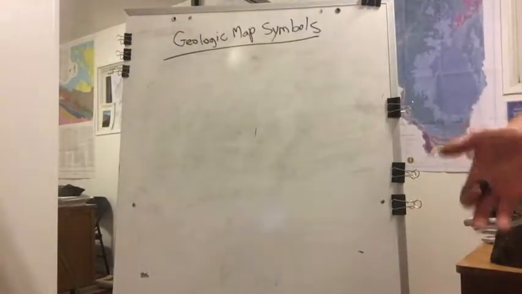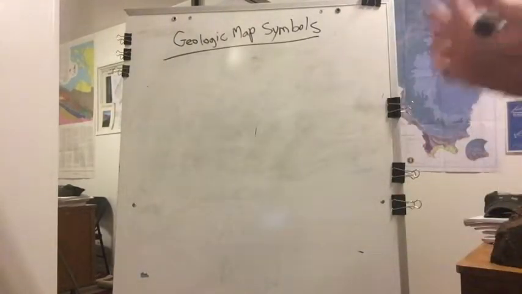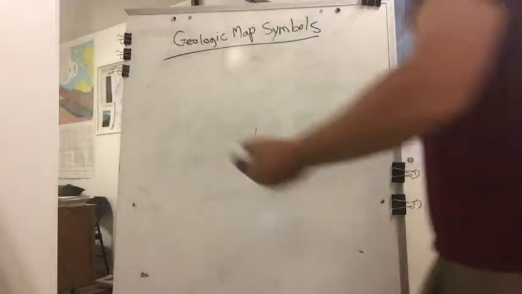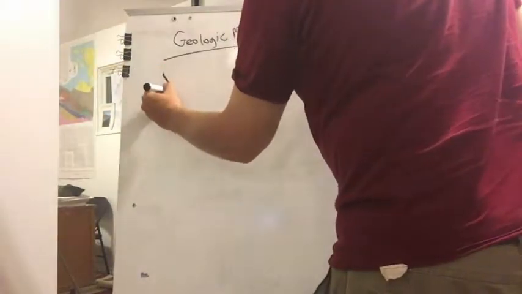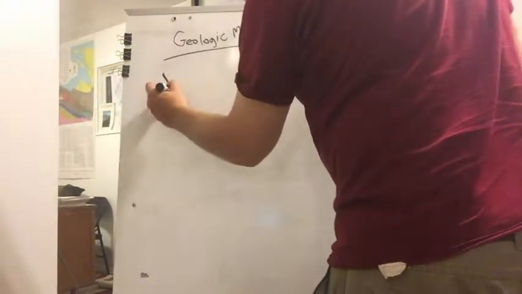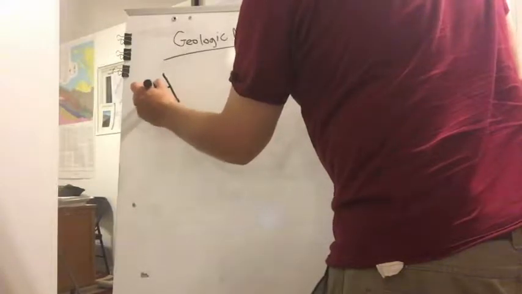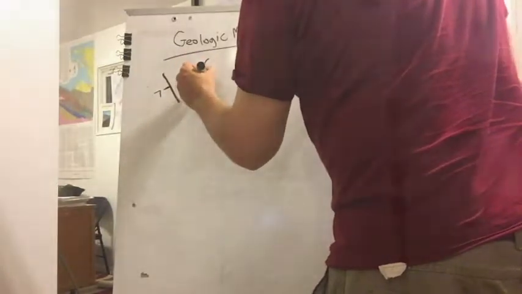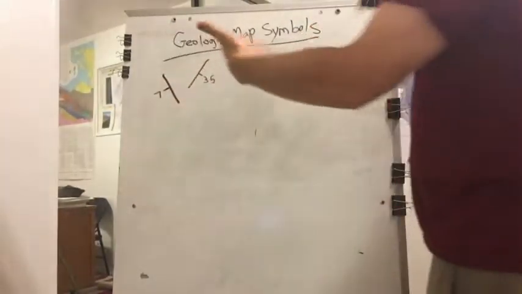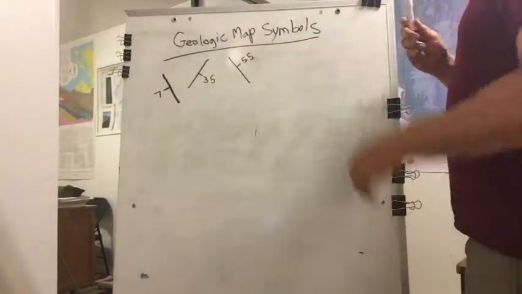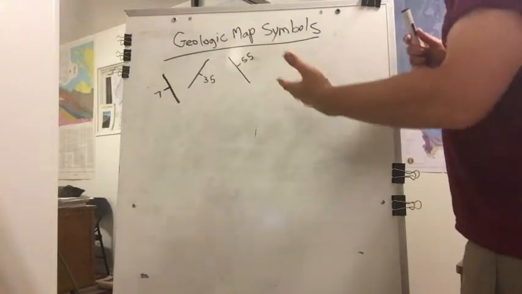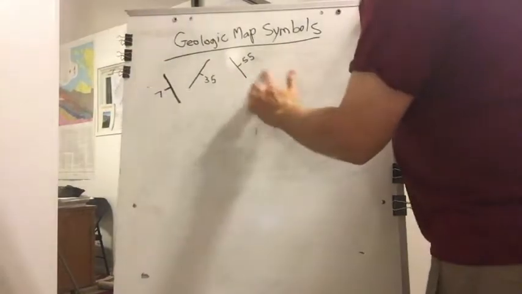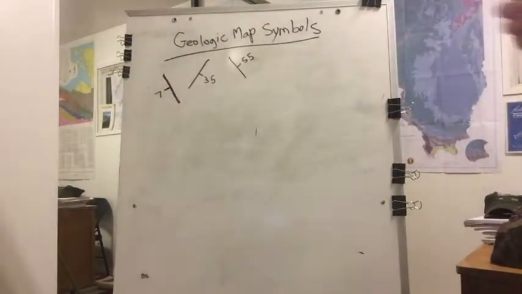Now, I've mentioned this one before, but I'm going to show you it again because it's so important: strike and dip. Like I said, this could be oriented any different number of ways depending on what your actual strike and dip is. These are just 3 different strike and dip orientations. Very key part to geologic map making.